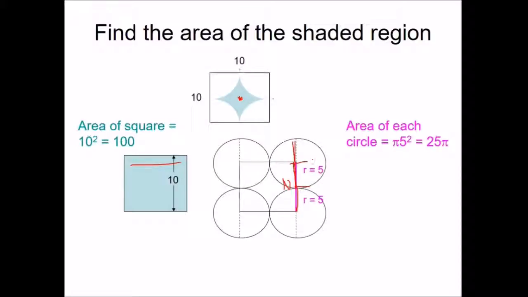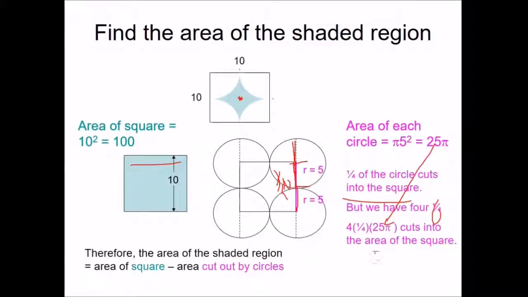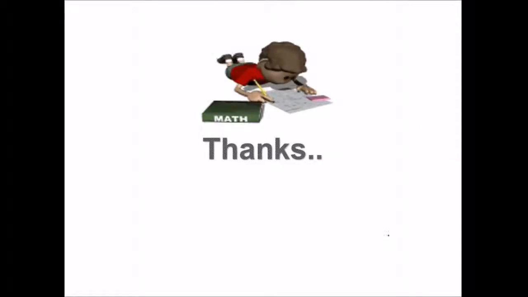Now the area of each circle will be pi r square, pi into 5 into 5, 25 pi. And this is 1/4 of a circle which cuts into the square. But we have four 1/4s, meaning 4 into 1/4 into 25 pi. That will be this area. Now we will subtract this particular value from the area of the square. 100 minus 25 pi. This is the value.